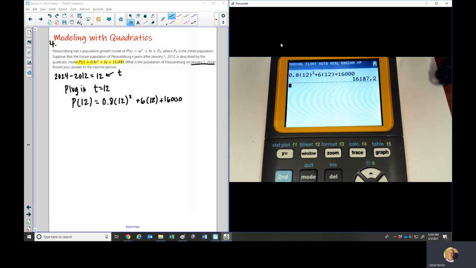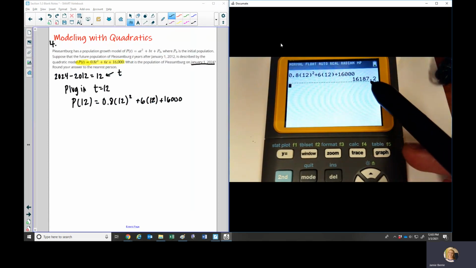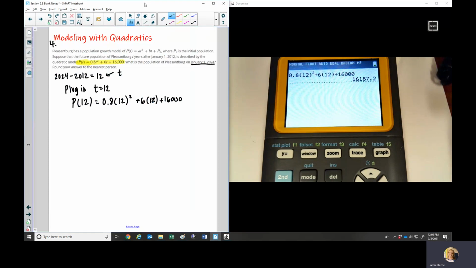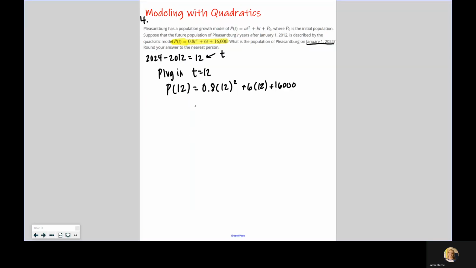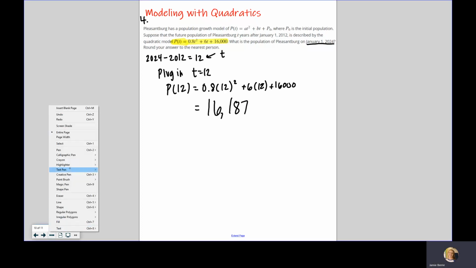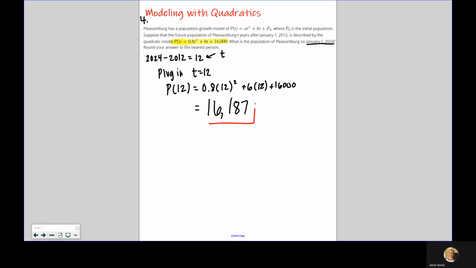Right, it says to round to the nearest person. So you couldn't have like 2/10 of a person. So use our rounding rules. If it's below 5, we keep it the same. If it's above 5, we round up. So this would be 16,187. 16,187 is our population in 2024, or our estimated population in 2024.